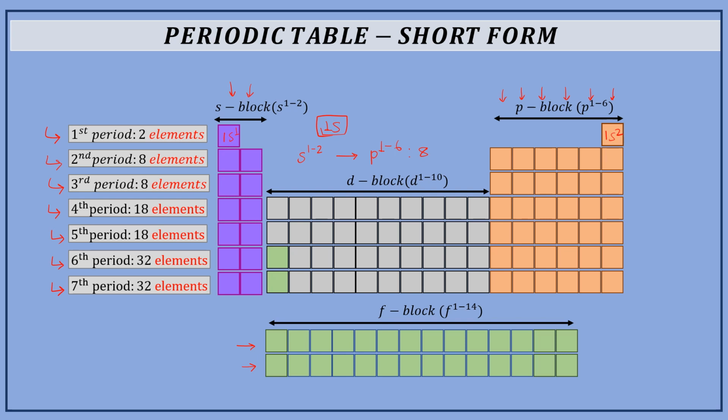Okay, so in this manner we have concluded the discussion of the structure of the periodic table based on the electronic configuration of an atom.